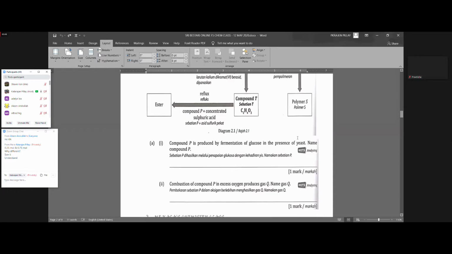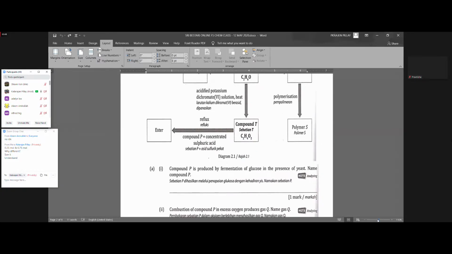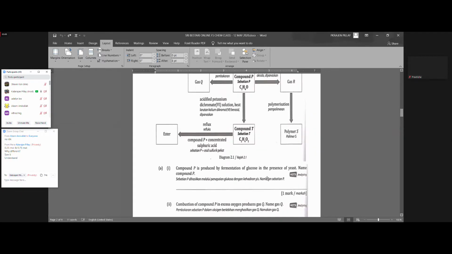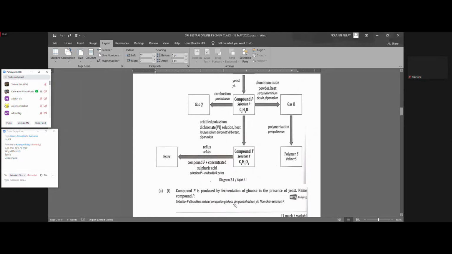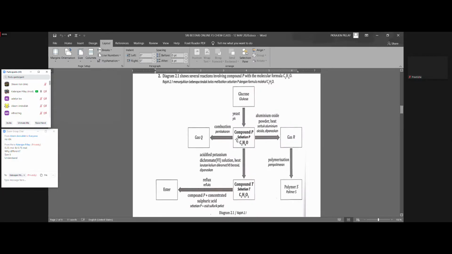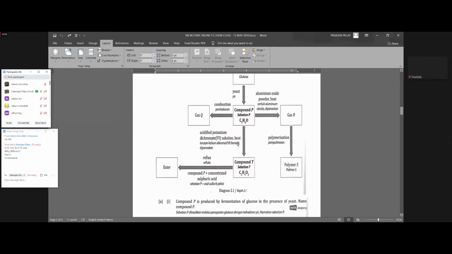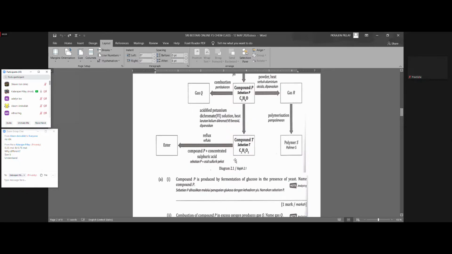All right, now we answer, okay. Compound P, you can see, okay, make it slightly smaller. Compound P, all right, this one is produced by fermentation of glucose. Name the compound P, of course, I want the name. So write the name, ethanol. If they ask for a chemical formula, write the chemical formula. Follow the question. Name means name, okay.